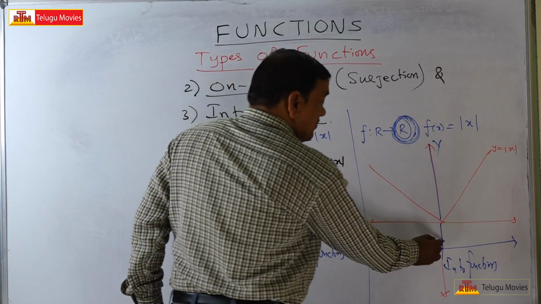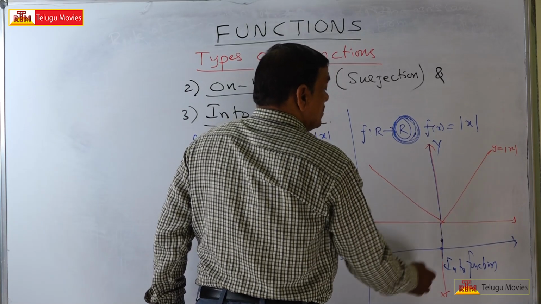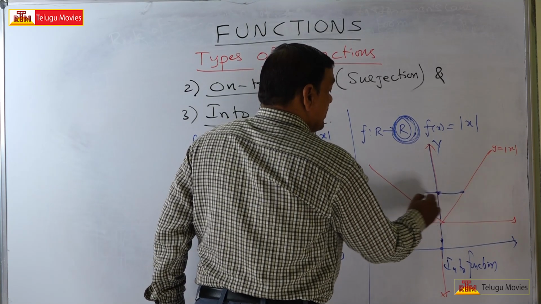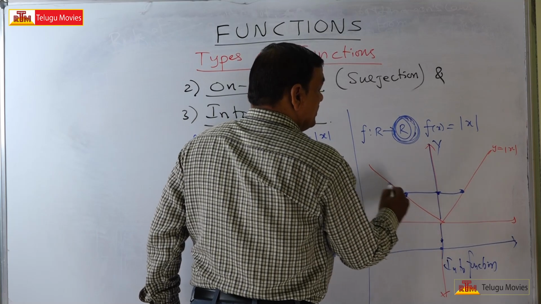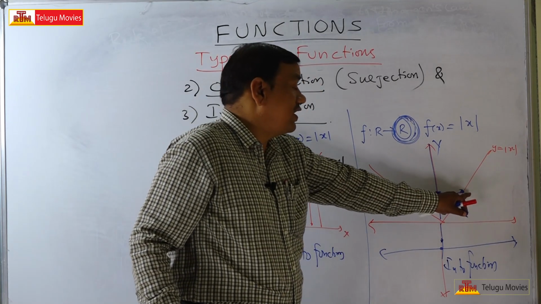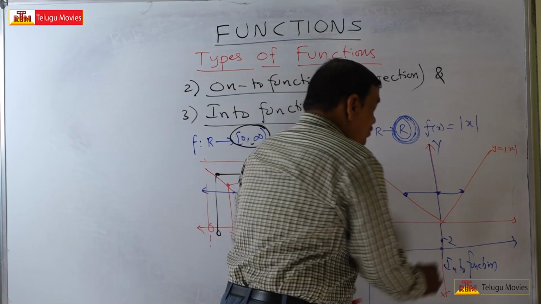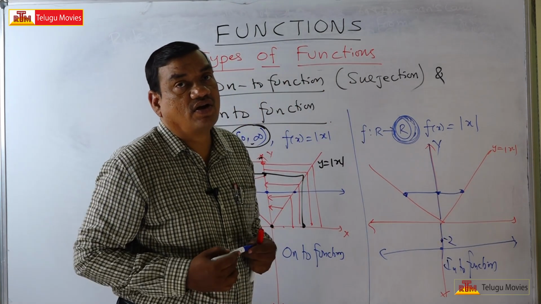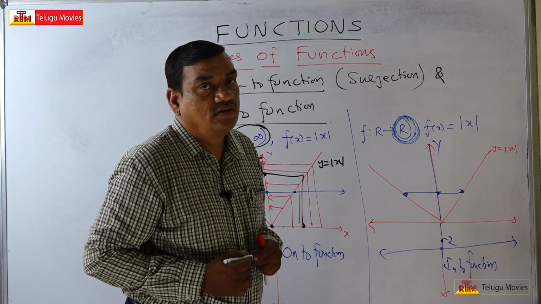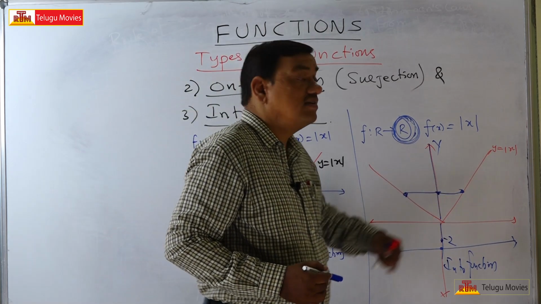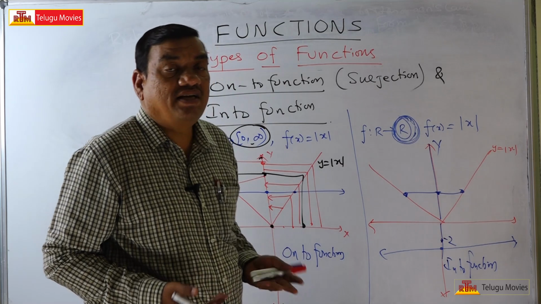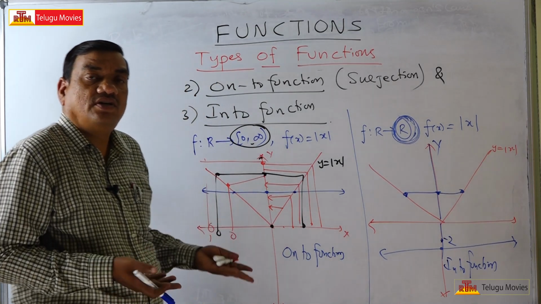That means for this y value, there is no x value. If you have a positive y value, then you have x values here. For this y, you are getting one pre-image here and one pre-image here. If it is -2, you are not getting any pre-image. That means my -2 is empty. Therefore, it is an into function.